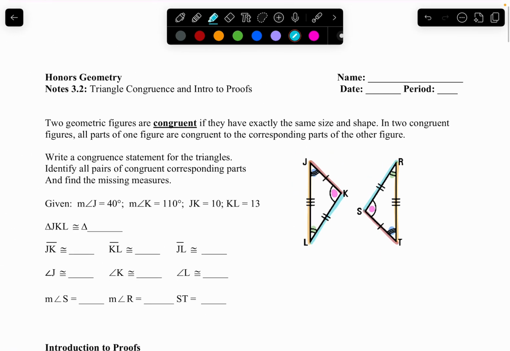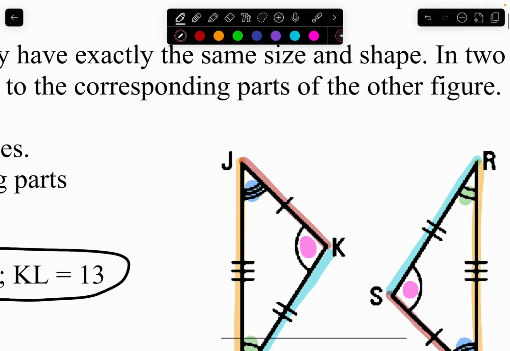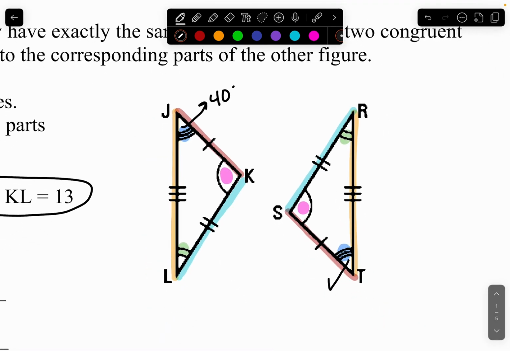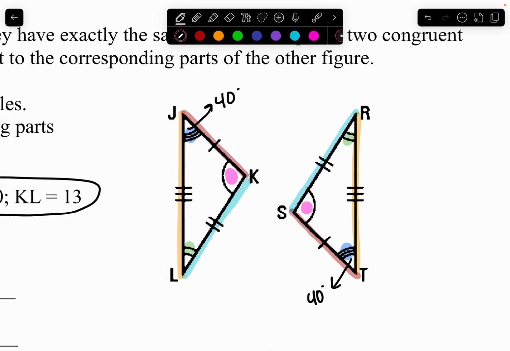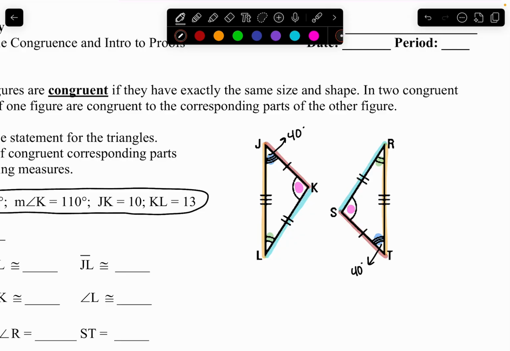Now, we are given some information here. We were given that these specific things have measurements to them. So they tell us that the measure of angle J is 40, so I'm going to write this as 40 degrees. If J is 40 degrees, that means that T will also be 40 degrees because they're congruent. The measure of angle K is 110 degrees, and if that's 110 degrees, then that means that S is 110 degrees. JK, that segment there, is going to be 10, which means that ST will be 10. And then KL, this blue side over here, is 13, which means that SR is also 13.